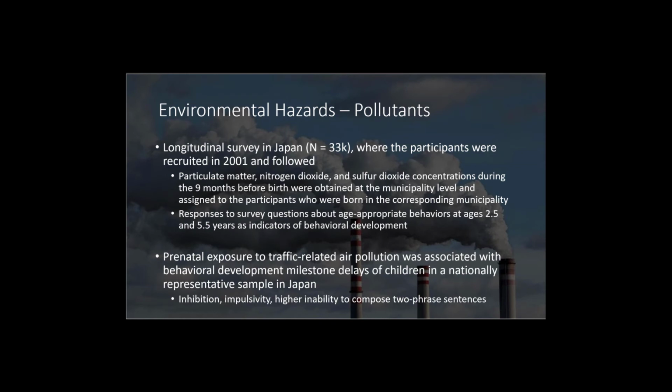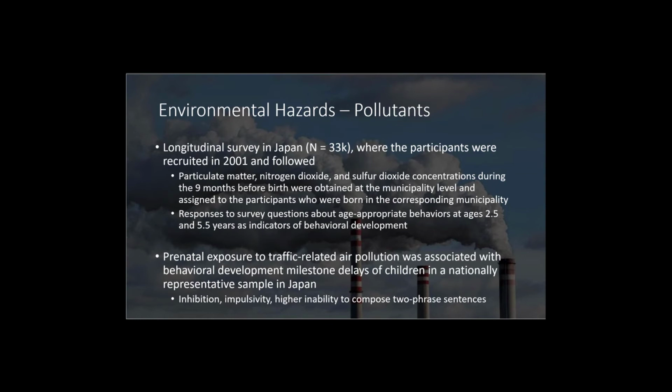So here's another study I want to point out about pollutants. Longitudinal study in Japan, N equals 33,000. Again, N equals number of participants, where the participants were recruited in 2001 and followed. So going back to chapter 1 and 2, longitudinal study. We look at 33,000 people and we find those people. In this case, what they did is they looked at where those 33,000 people lived, calculated the amount of pollution exposed to them based on city reporting. And then they followed up with those parents when their children were 2.5 and 5.5 years old, and they administered child behavioral assessments.